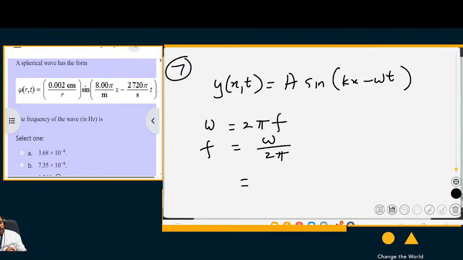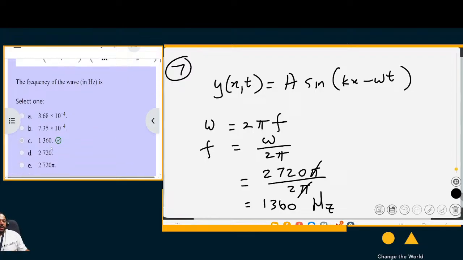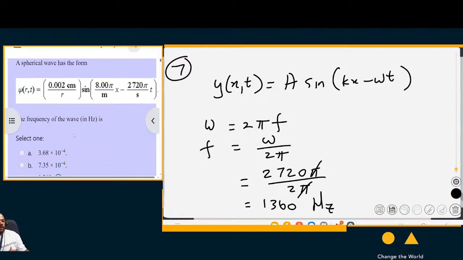Now we know here the angular frequency is the value just before t. So in this case it is 2720 pi, don't forget the pi, divided by 2 pi. That cancels. 2720 divided by 2 is 1360. So 1360 hertz is the frequency. 1360 is the actual frequency of this wave.